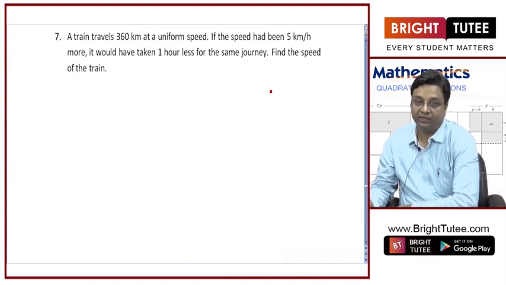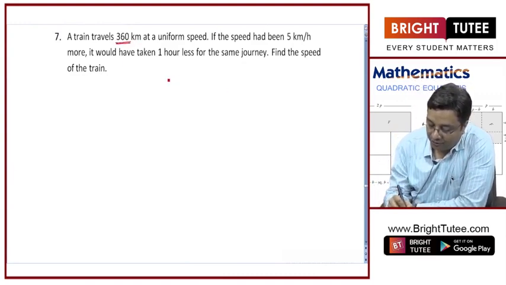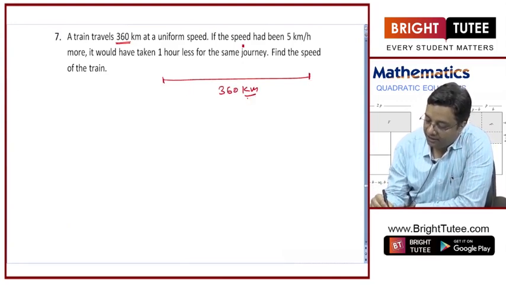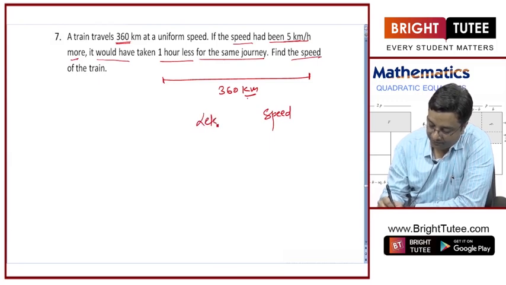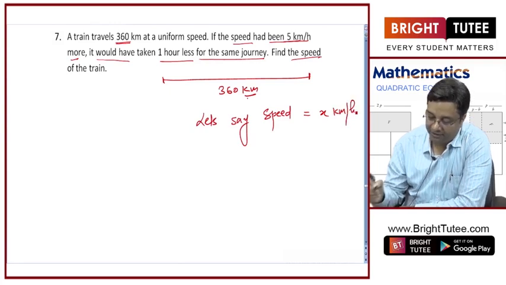Let's look at one more question in this exercise here. A train travels 360 kilometers. Let us say this is the distance, 360 kilometers. If the speed had been 5 km per hour more, it would have taken 1 hour lesser for the same journey. Find the speed. Let's assume the speed, let's say the speed of the train is x kilometer per hour.